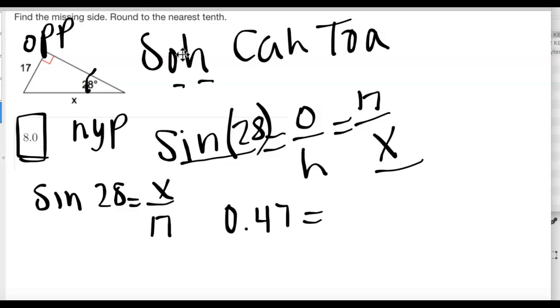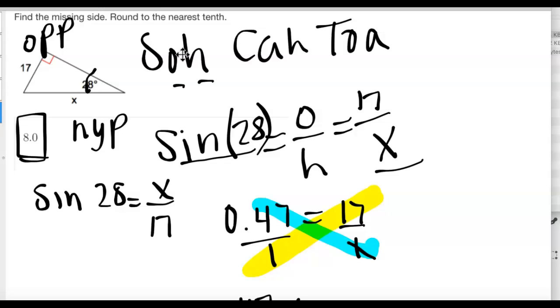0.47 is equal to 17 over x. This will be over 1. And then here's where we're going to cross multiply. We're going to take these two and multiply, and then we're going to take these two and multiply, and that's how we're going to get our equation. So it's going to be 0.47x is equal to 17.